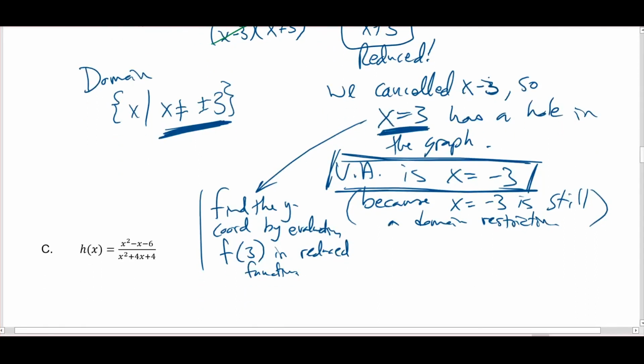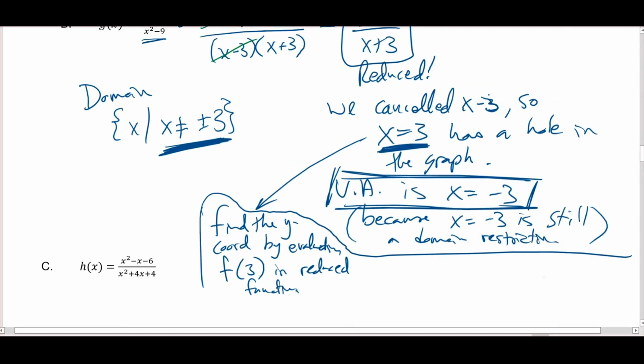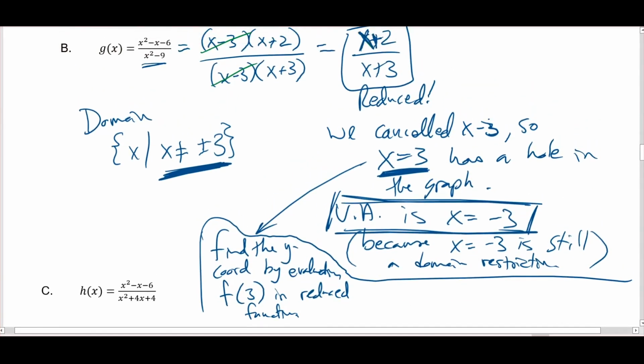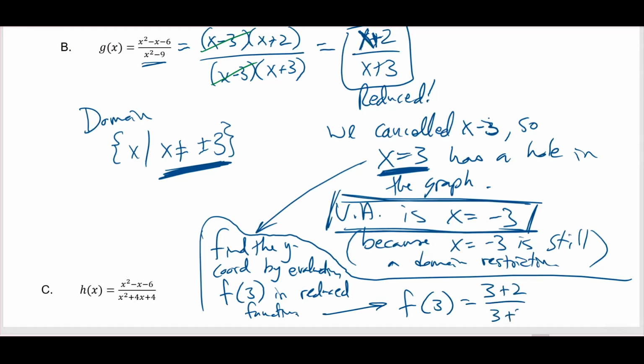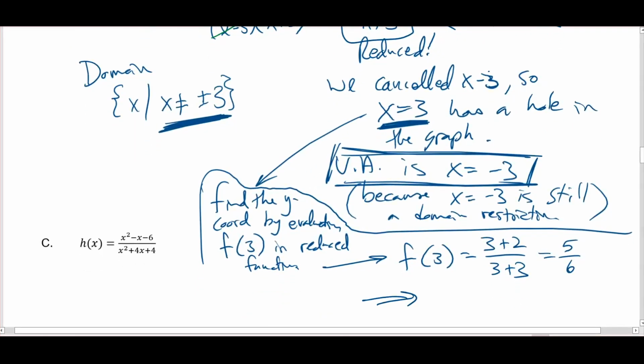I want to put that in a little box here too, separate from that. So we're finding the y coordinate by finding f of 3 in the reduced function, which we can do, right? F of 3 in the reduced one, we would have 3 plus 2 over 3 plus 3, right? That reduced function's right up there. We put 3 in there, so that would be 5 over 6. So that tells us that there's a hole at the point (3, 5/6).